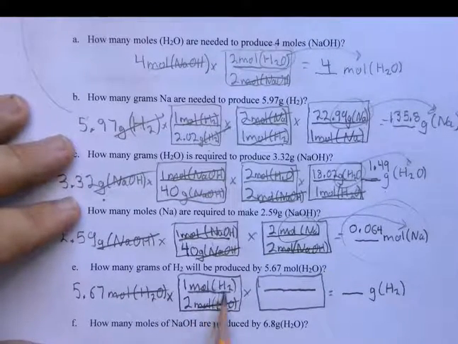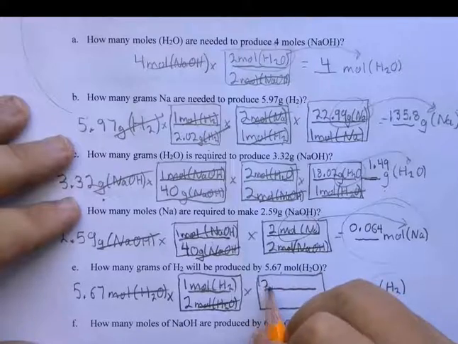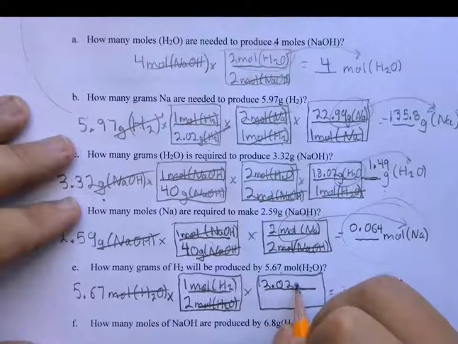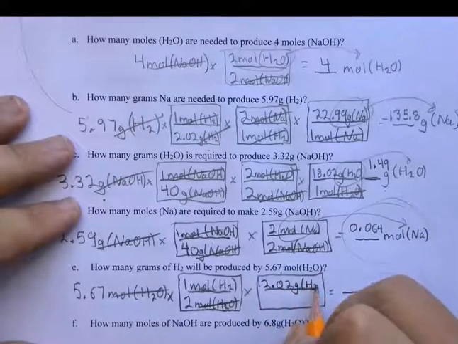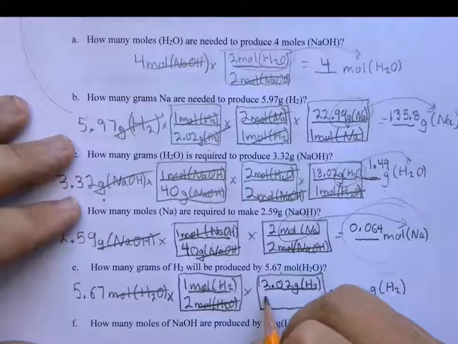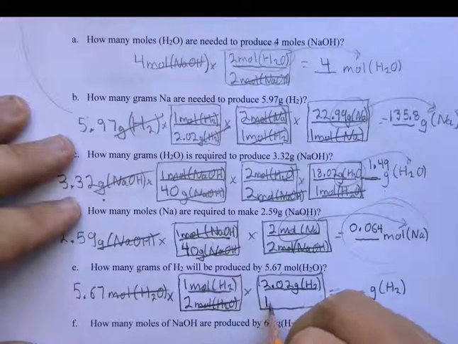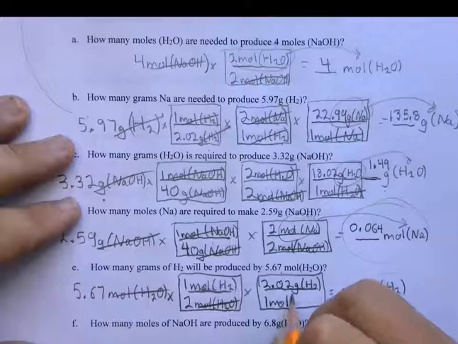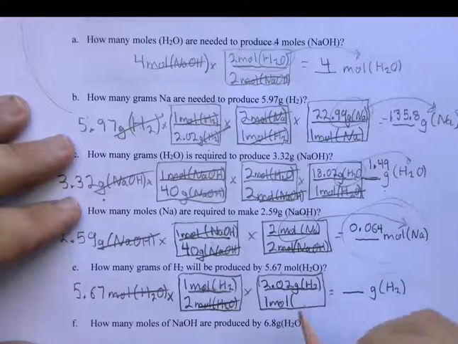So we need moles of hydrogen to cancel out, so that has to be on the bottom. We need grams of hydrogen to be the last man standing on the top. So that's going to put 2.02 grams of hydrogen over 1 mole. It's a molar mass, so it's always 1 mole in a molar mass conversion of hydrogen.